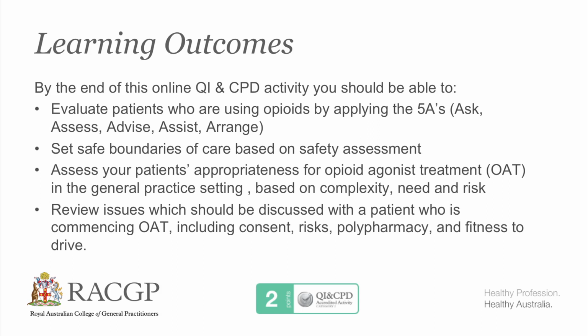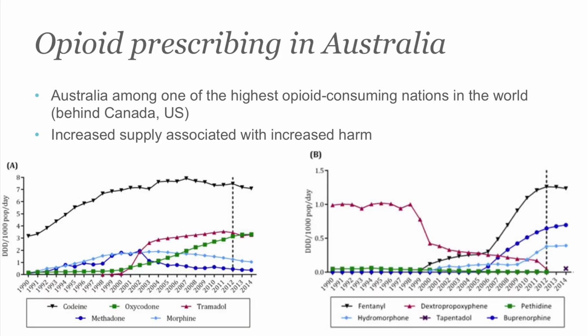So these are the learning outcomes, which is the educational way of saying this is what we want to achieve tonight. By the end of this online activity, we should be able to evaluate patients who are using opioids by applying the 5 A's. We should be able to set safe boundaries of care based on a safety assessment. We should be able to assess our patients' appropriateness for opioid agonist treatment, or OAT, in the general practice setting based on complexity, need, and risk. And we should be able to review issues which should be discussed with a patient who's commencing OAT, including consent, risks, polypharmacy, and fitness to drive. I'm going to revisit these again at the end just to check that we've covered them all off.